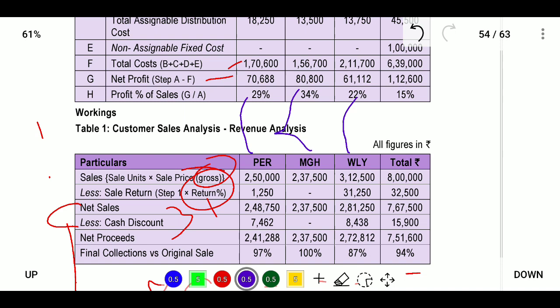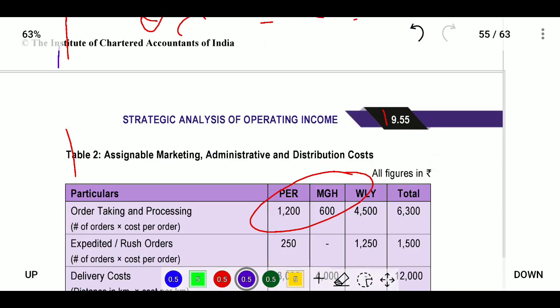Here we can see the profit is more in the case of MGH, but the sales volume is less. What is the reason behind this? Because he does not have any sales returns and he does not have any cash discount. Because of that we are getting more profit from MGH, whereas for the other and WLY we are providing sales returns and cash discount. Because of that we are getting less profit from them. So we will analyze that and provide the strategies for that. Next, we will see the strategies.